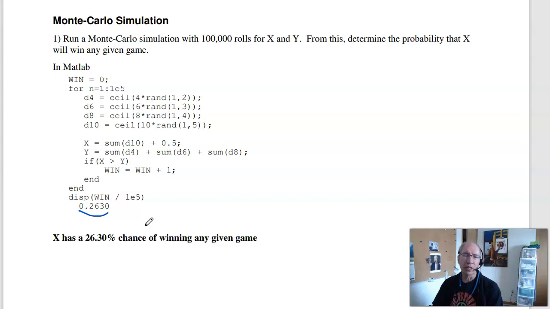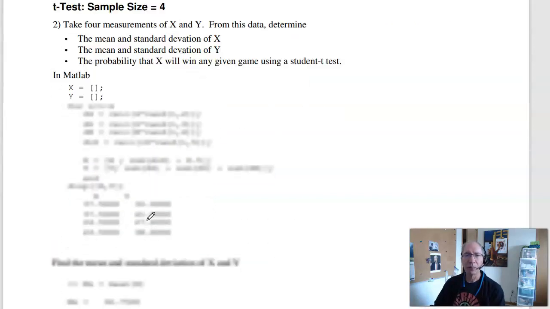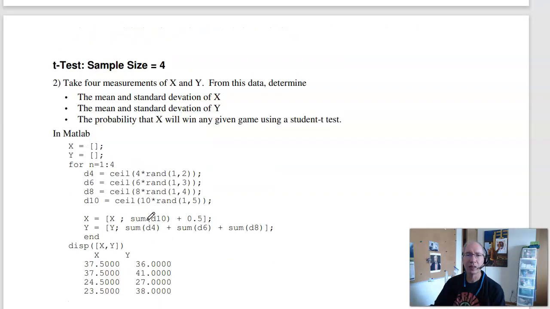That requires 100,000 rolls though. Can I do it in fewer rolls? And sure enough, the answer is yes. But that needs some statistics. Suppose I just roll the dice 4 times.